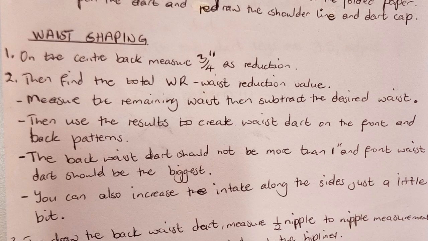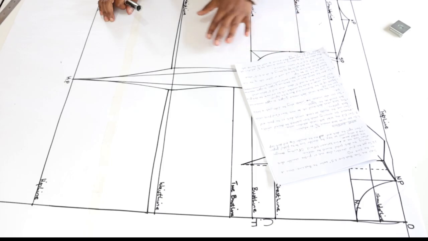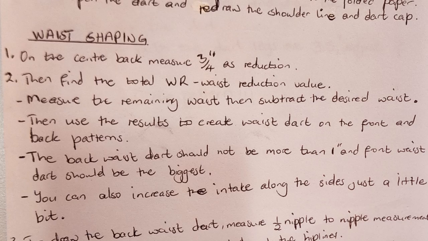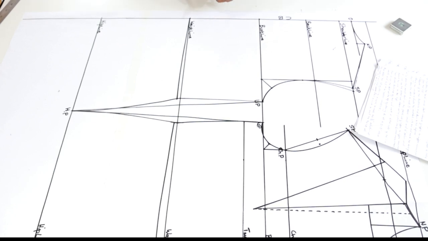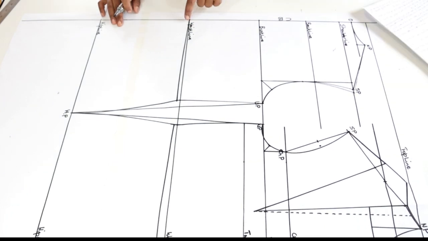Next, we are going to do the waist shaping. That is, we are going to create the waist darts here. To start off our waist shaping, it says on the center back, we are going to measure 3/4 of an inch as a reduction. From the center back here, we are going to measure 3/4 of an inch and we make a mark. And then we are going to join this point to the back line up there. And we are also going to join it to the hip line, maybe 3/4 along this line going down.